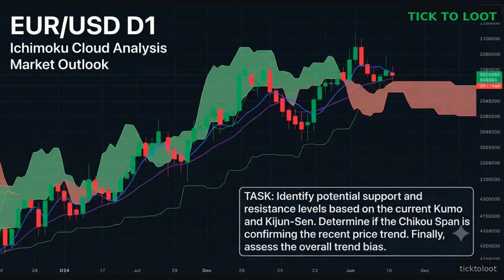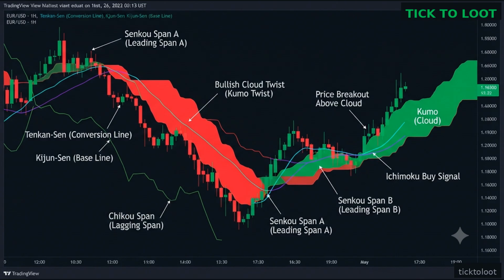Now it's your turn to practice using the Ichimoku Cloud. Add the Ichimoku Cloud to the Euro to US dollar D1 chart and identify where the price is relative to the cloud. Is the price above or below the cloud? Is the cloud thick or thin? What does the Tenkan/Kijun cross indicate? By answering these questions, you'll get a better understanding of how to use the Ichimoku Cloud to make informed trading decisions. Let's take a look at an example of the Ichimoku Cloud in action.